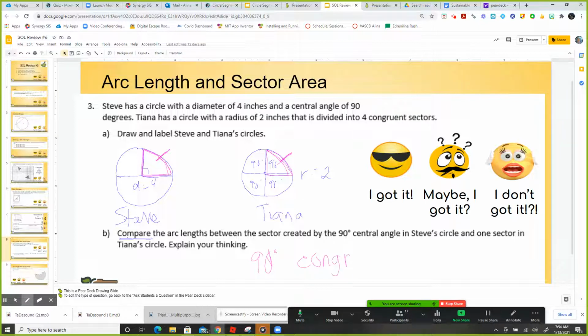Yeah, they're the exact same circle. One just drew it with a radius and divided it into 4 sections, and one did the diameter and marked the 90 degrees. Exactly the same circle, just 2 different ways of looking at it. All right, last and final question.